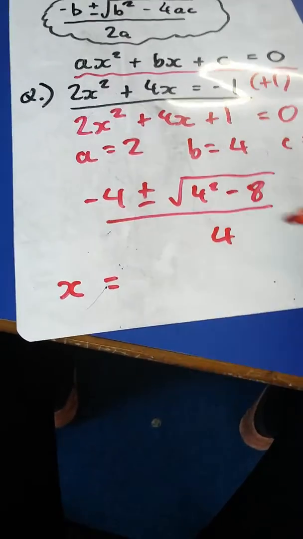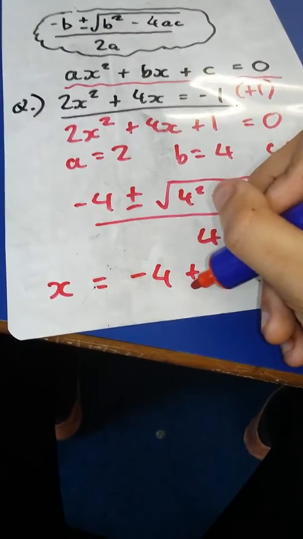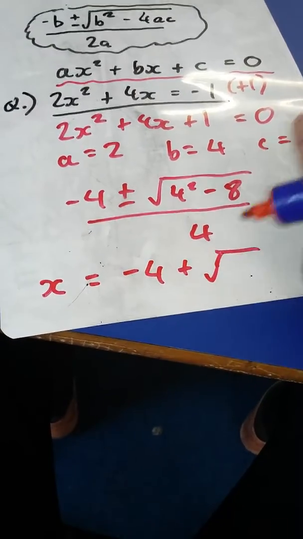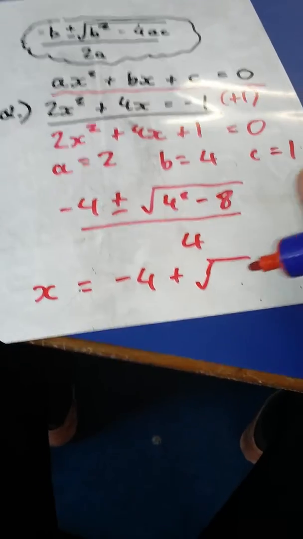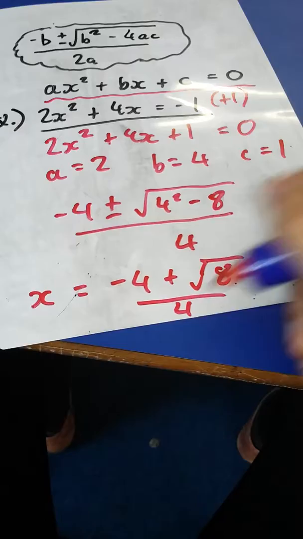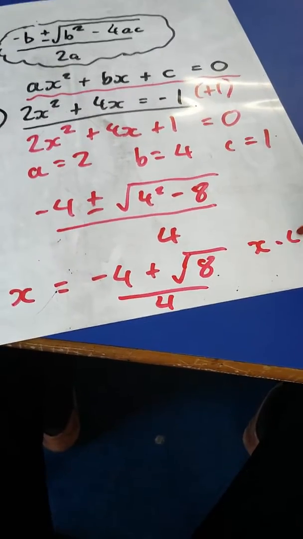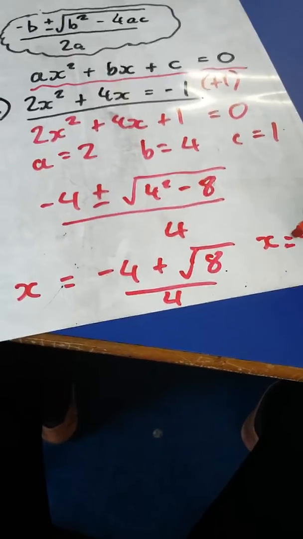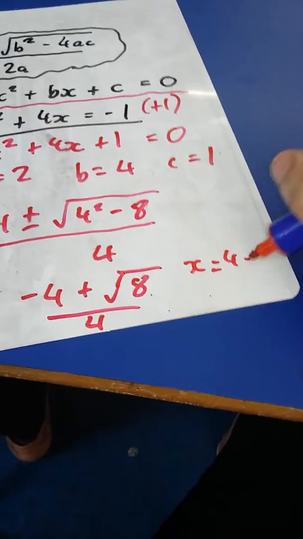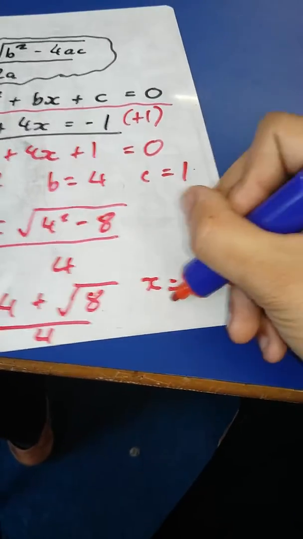So your 2 answers will be x equals minus 4 plus, well, 4 squared is 16 minus 8, which is 8, the square root of 8 over 4. So that'll be one answer. And your other answer is x equals minus 4 minus the square root of 8 over 4.